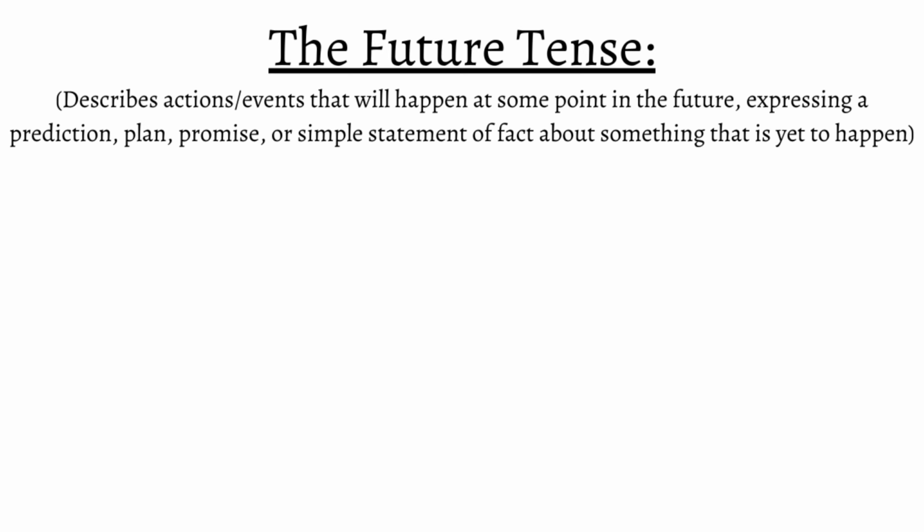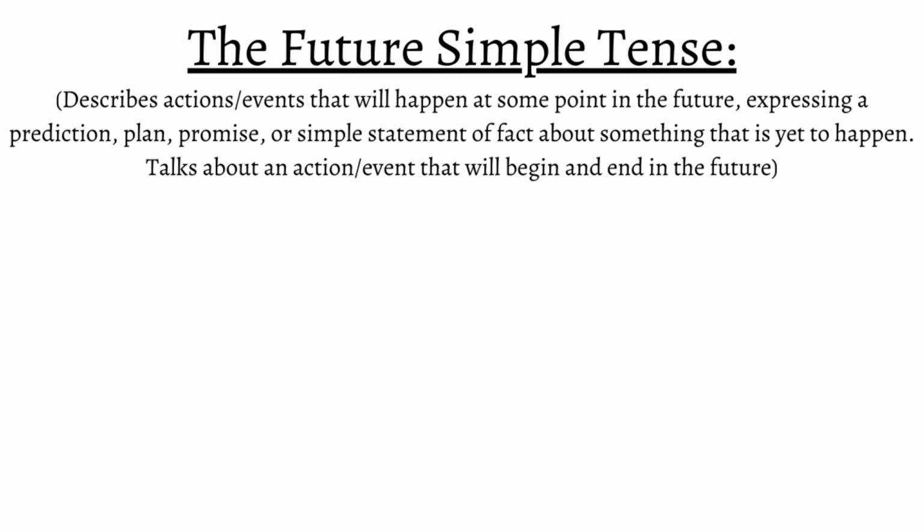The future tense in English describes actions or events that will happen at some point in the future. It most often expresses a prediction, a plan, a promise, or a simple statement of fact about something that is yet to happen. Although there are variations, the future simple is an easy tense because it simply talks about an action or event that will begin and end in the future.